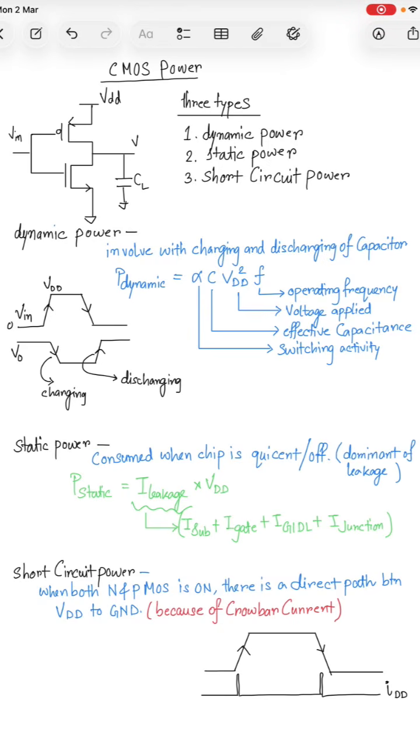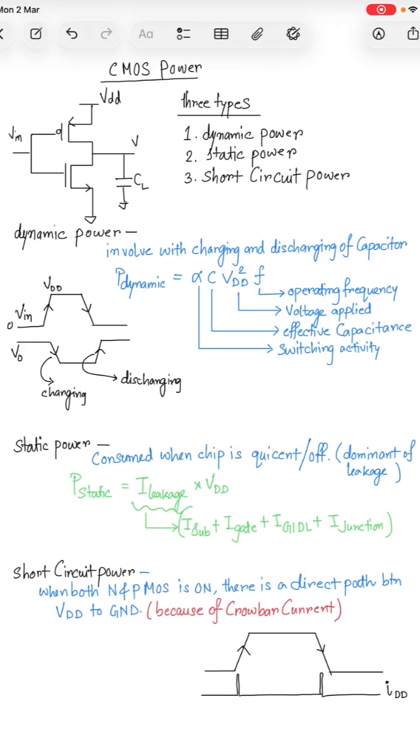The static power is consumed when the chip is quiescent or off. Here the dominant part is the leakage current, because when the chip is off, obviously a drift current, an off current, will flow, which is the leakage current. P static is basically I leakage times VDD.